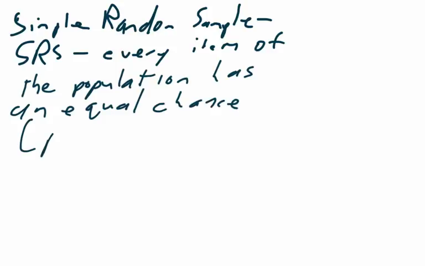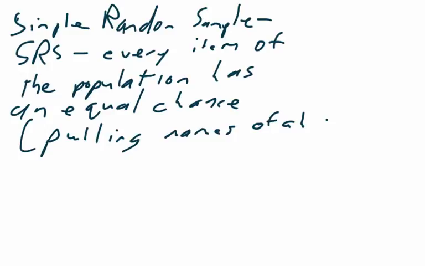So what I like to call this is pulling names out of a hat. If I was going to choose somebody to do something, everyone would have their name on the same sheet of paper, and I would pick two names out of the hat, and those people would be my volunteers, and so everyone had the same chance of being a volunteer.